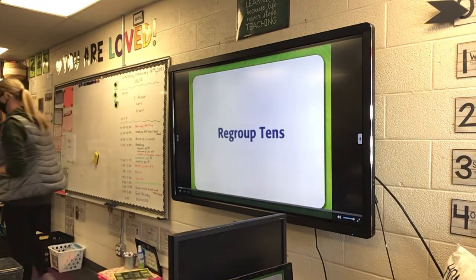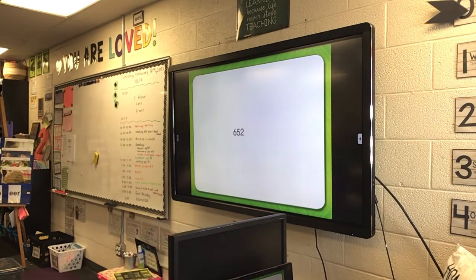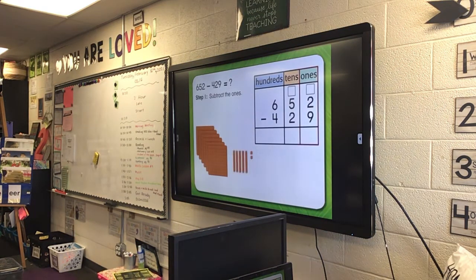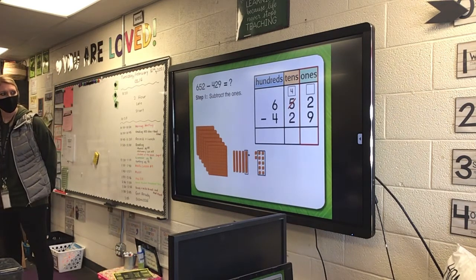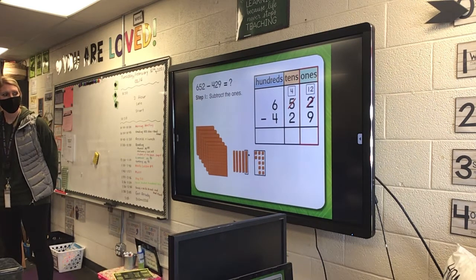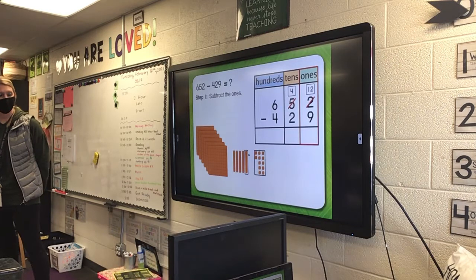Regroup tens. Find 652 minus 429. First, we can subtract the ones. We cannot subtract 9 from 2. We'll regroup 1 ten as 10 ones. That leaves 4 tens. How many ones do we have now? 10 plus 2 is 12. We can subtract 9 from 12. 12 minus 9 equals 3.